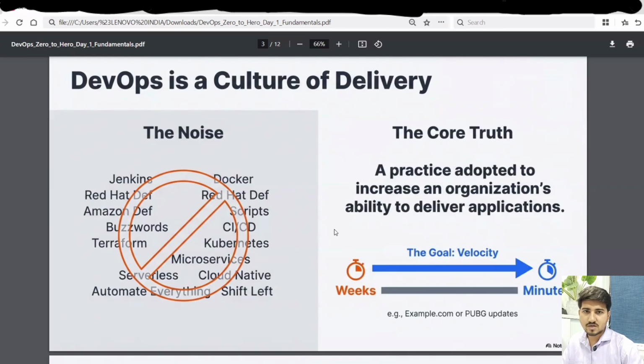Some people say that DevOps is a culture, a combination of development and operation. But what I say is DevOps is a culture of delivery, a practice adopted by an organization. Whenever someone makes an application, it is made for customers. If there is no customer, no company is going to be interested in making any application or doing the designs. So there has to be a customer.